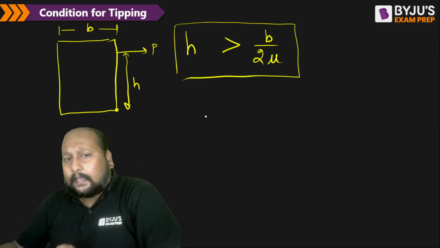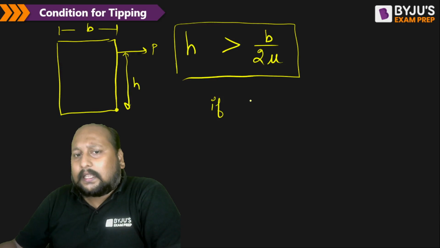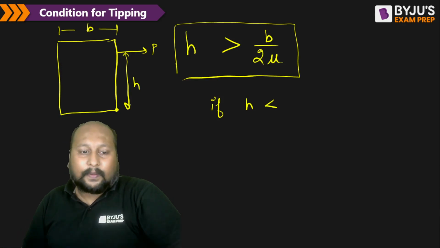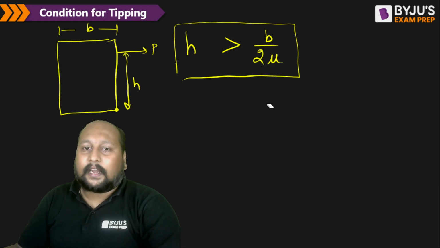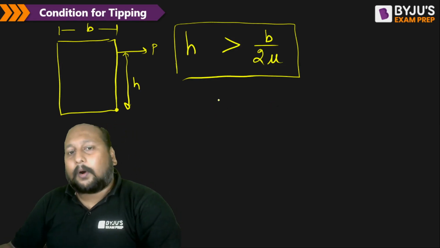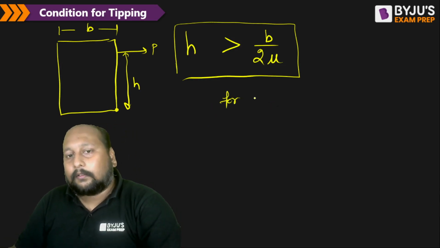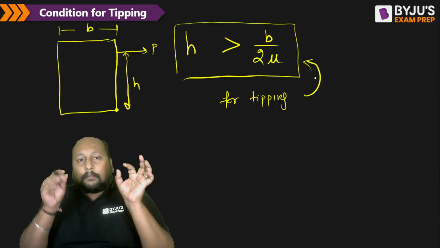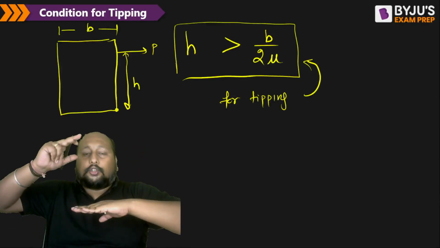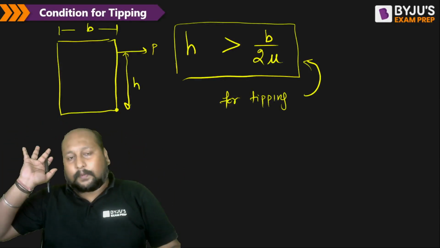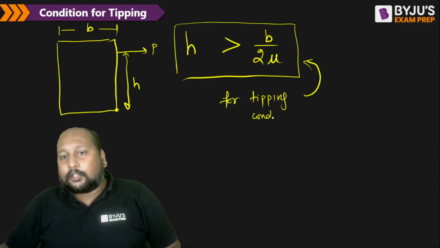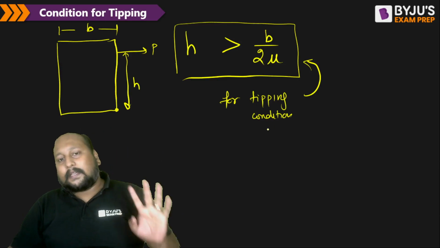So can we say, let me write the limiting case. Now can we say that for the body to tip, the height of this force being applied from the base should always be more than that of this particular height. So for the tipping condition, this particular condition must be satisfied.